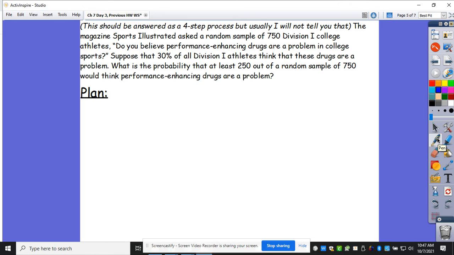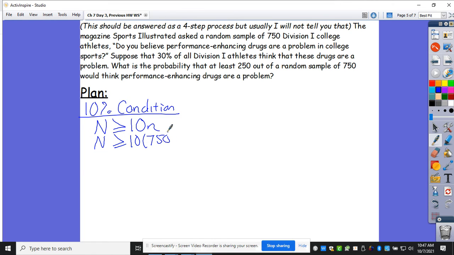All right, plan. What's my first condition? What is the 10% condition? Big N is greater than or equal to 10 little n. What's my lowercase n? 750. There are at least 7,550 Division I athletes.